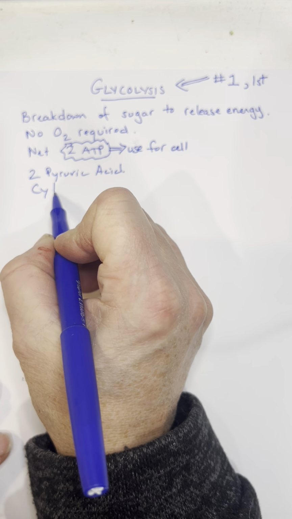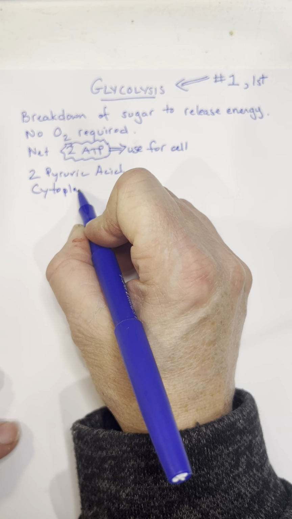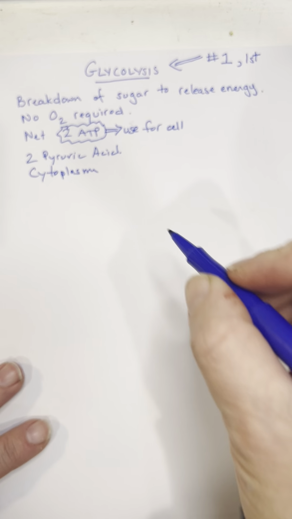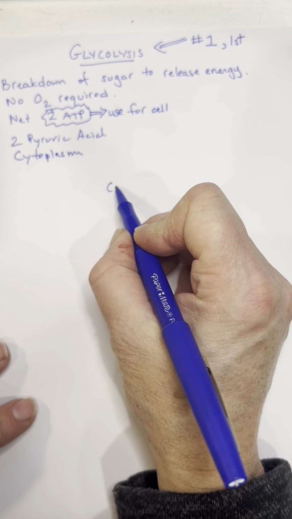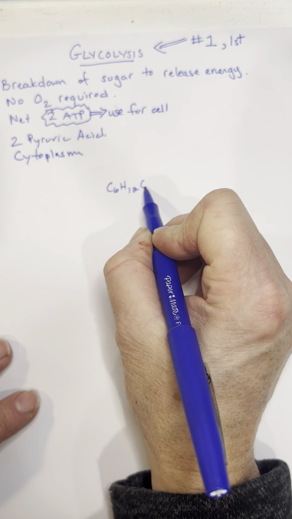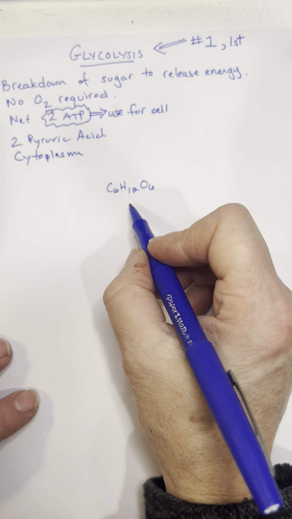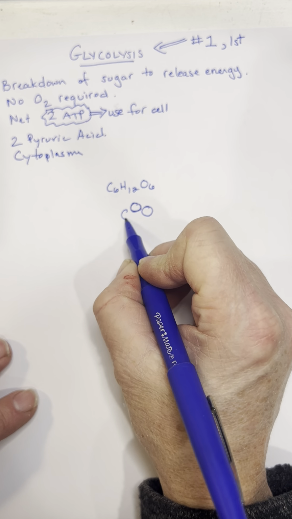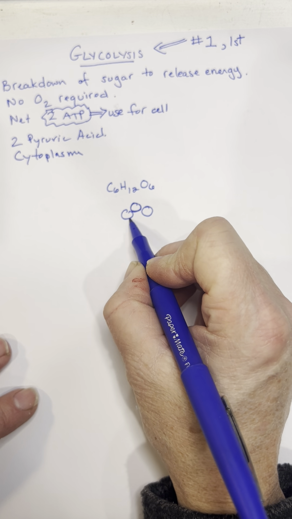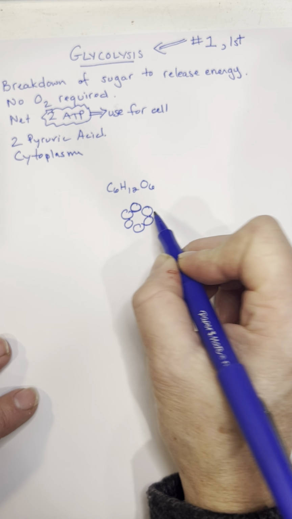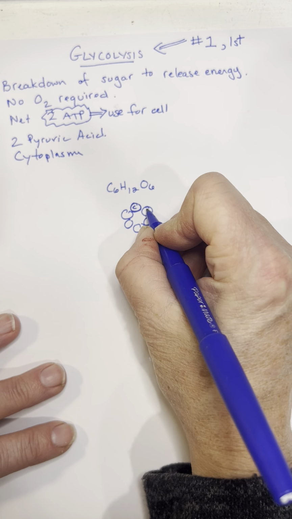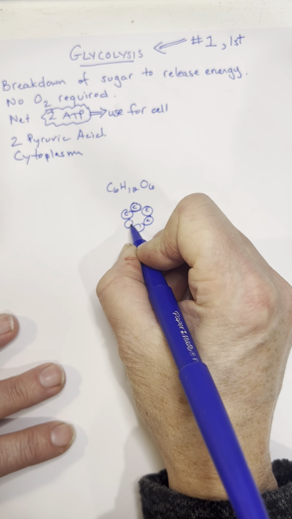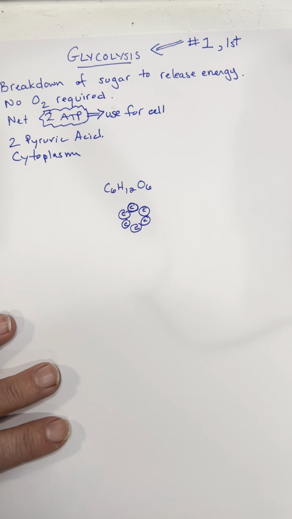So glycolysis happens in the cytoplasm of a cell. All cells have cytoplasm. All cells can go through glycolysis. And it's going to start with our C6H12O6 molecule, represented on your diagram with a kind of hexagon-ish shape, right? Each one of these representing a carbon, and the hydrogens and oxygens aren't represented in this diagram.